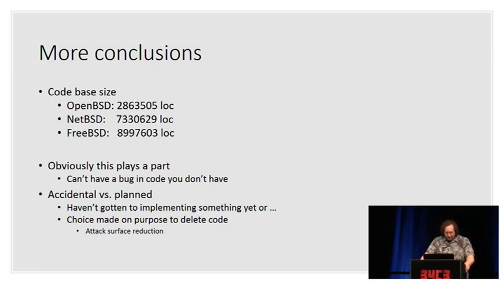And the other thing is accidental versus planned, where if I haven't implemented something yet, then you can't have it yet, right? But the other thing is the planned choices to delete code on purpose, and this is something you saw in OpenBSD, where they chose to delete their Bluetooth stack, they chose to delete their Linux compat layer, and obviously it's a double-edged sword, right? You lose functionality, but you gain security, and you try to find that balance. But obviously, cutting code cuts attack surface and generally means you have fewer bugs.